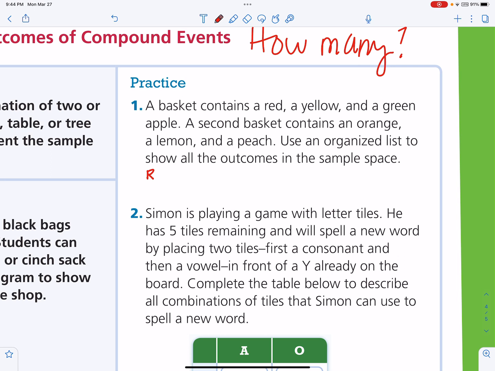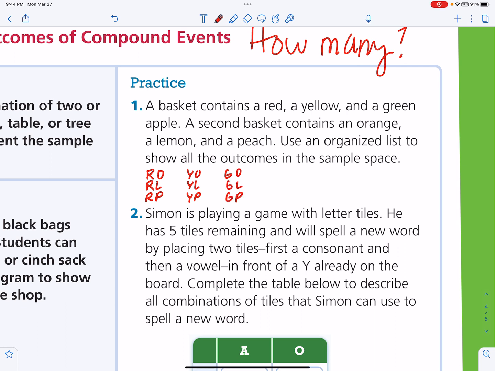So we have a red, and the second option then is orange, lemon, or peach. So I have red orange, red lemon, red peach. And then I'm going to move to my next one, yellow orange, yellow lemon, yellow peach. Then move to the next one, green orange, green lemon, green peach.